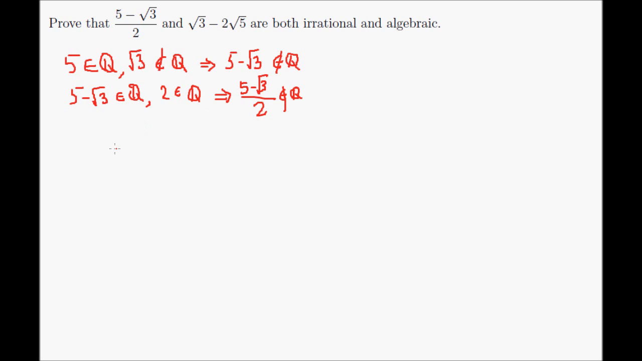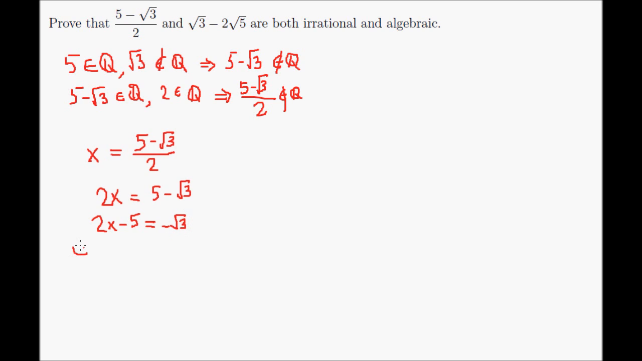To show that it's algebraic, I need to construct a polynomial so that if x is equal to 5 minus the square root of 3 over 2, then if I plug in x, I get 0. To do this, I'll basically get rid of the square root. So if I multiply by 2, I get 2x is equal to 5 minus the square root of 3. Now let me subtract 5. And then square both sides.